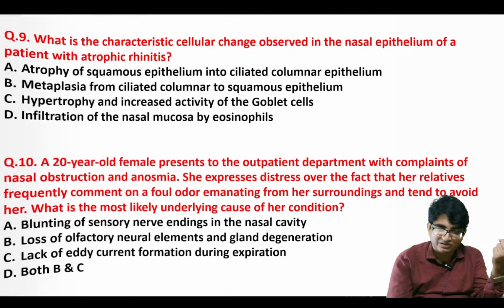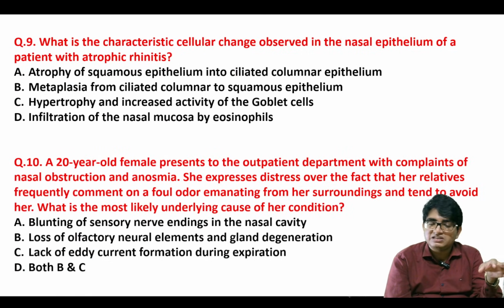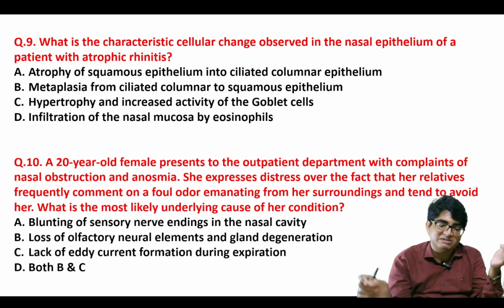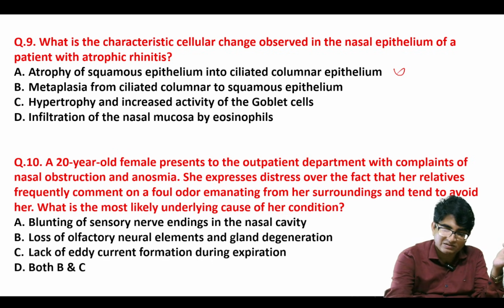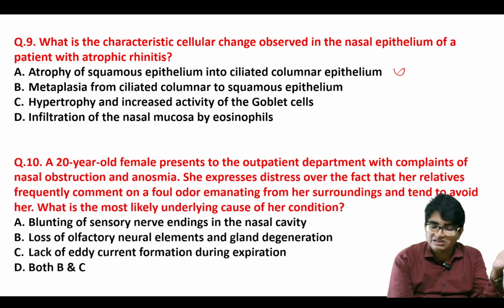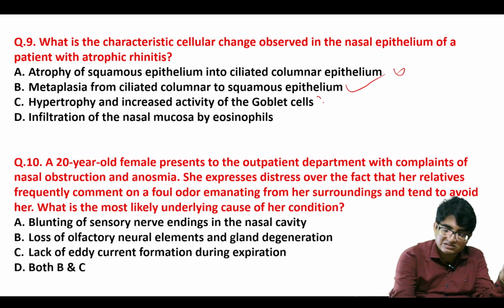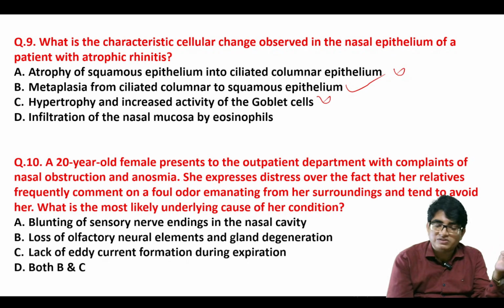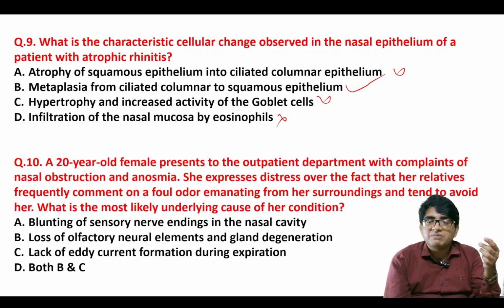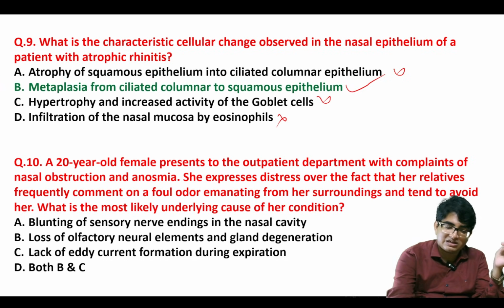Okay. Next question. What is the characteristic cellular change observed in the nasal epithelium of a patient with atrophic rhinitis? There is squamous metaplasia. You have to remember that. What does this mean? Ciliated columnar epithelium getting transformed into stratified squamous epithelium. Here the options are atrophy of squamous epithelium into ciliated columnar epithelium, just the opposite, wrong. Metaplasia of ciliated columnar to squamous, correct. Hypertrophy and increased activity of goblet cells, there are decreased goblet cells, wrong. Infiltration of nasal mucosa by eosinophils, that is allergic rhinitis, I had told you. Remember, there is lymphocytic as well as neutrophilic infiltration, not eosinophilic infiltration. So the answer here is B.